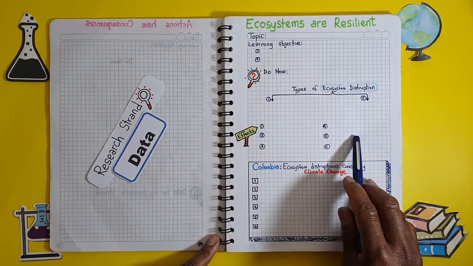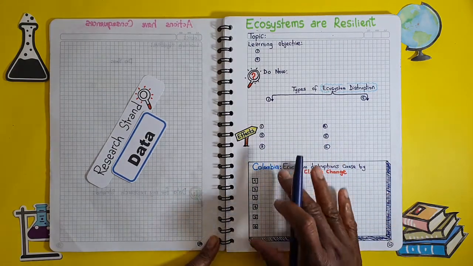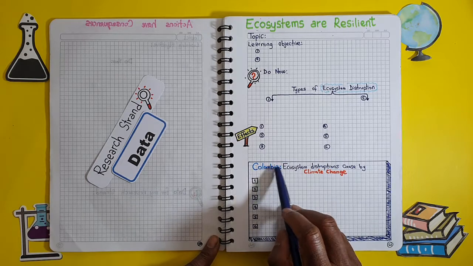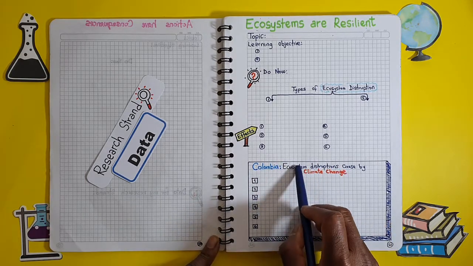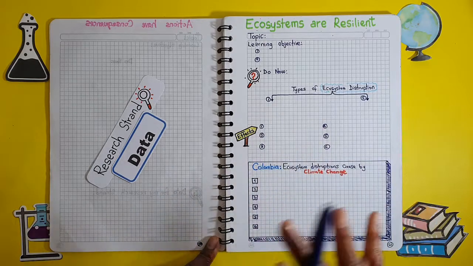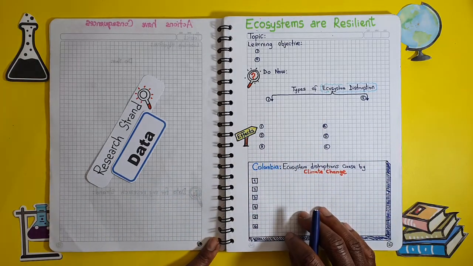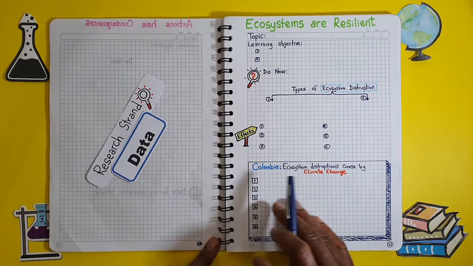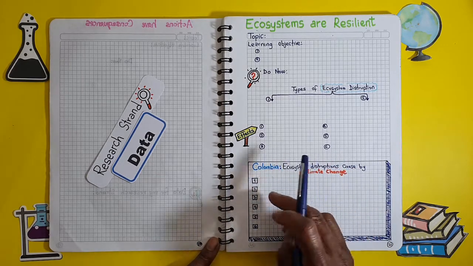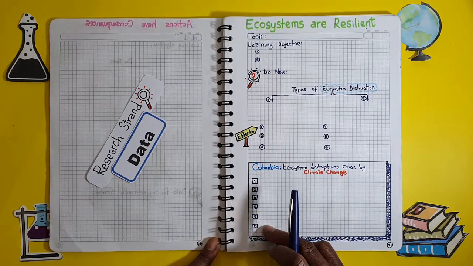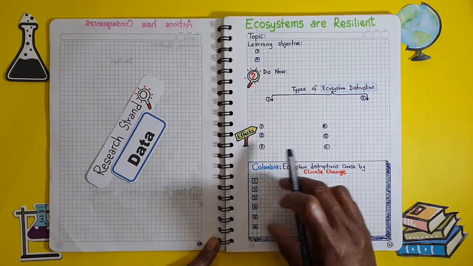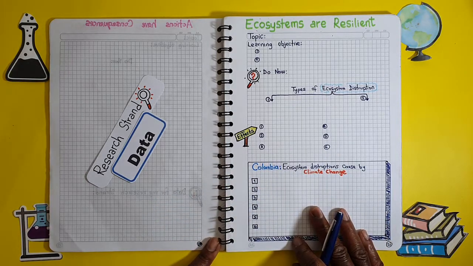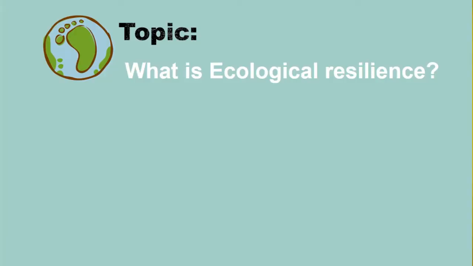So after you write these 6 effects, we're going to take a closer look at Colombia to find out climate change, how is it going to affect Colombia's ecosystem? So you read some articles, and this is where you're going to write the disruptions that climate change is going to cause in Colombia. Okay, so guys, get your notebook ready.